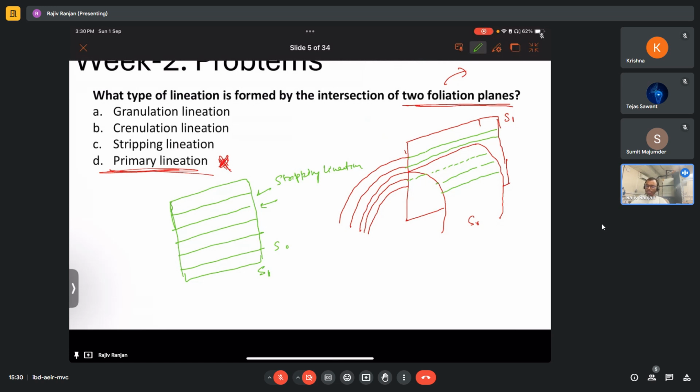And crenulation lineation is what? Tejas, do you know what crenulation lineation is? So crenulation lineation is something which forms due to what? Can anybody tell me? Anybody? Pressure of overlying rocks and overlying structure. No, no, no. So this forms by a process.